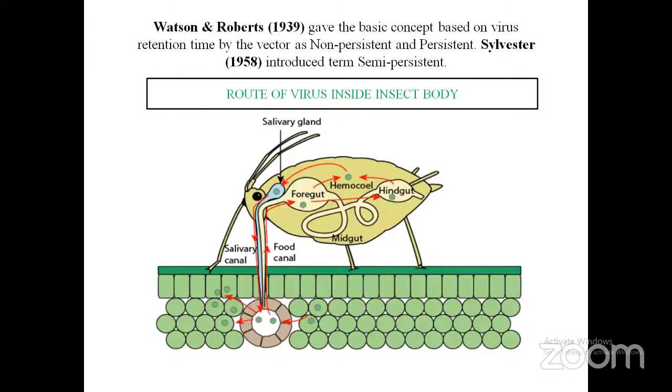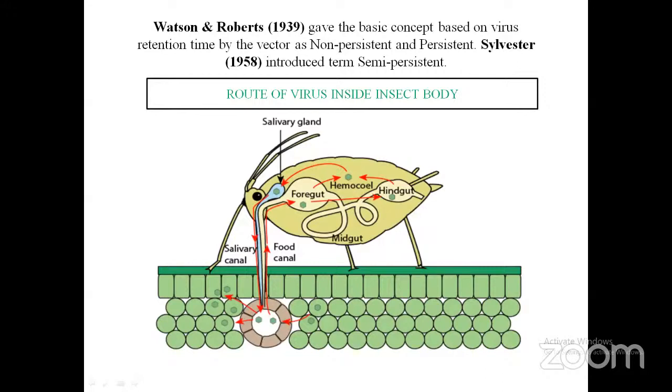This is a generalized diagram, and some history about this will be Watson and Roberts. On the basis of the virus retention time, they classified the vectors into persistent and non-persistent. And after some time, in 1958, Sylvester introduced the term semi-persistent. So this diagram depicts the route of the virus inside the insect body. We can clearly see here that from the food canal, when it ingests some sap, the virus present in one infected plant gets inside the gut of the insect, from foregut to midgut to hindgut, and then hemocoel, and then through the salivary canal, it again goes to the fresh, disease-free plant.